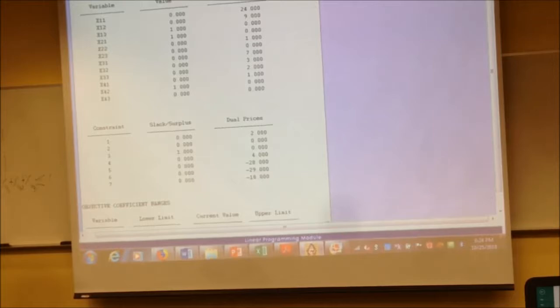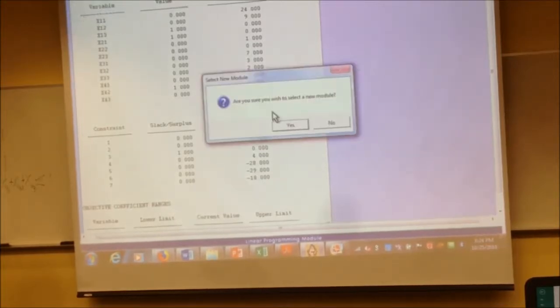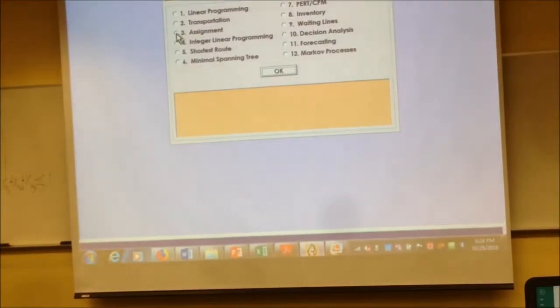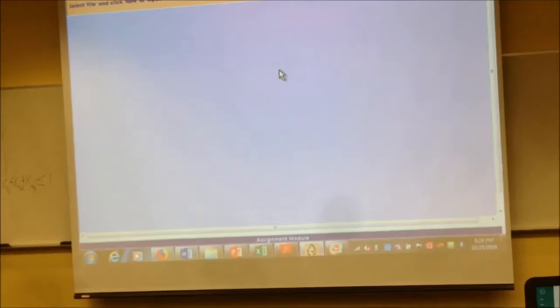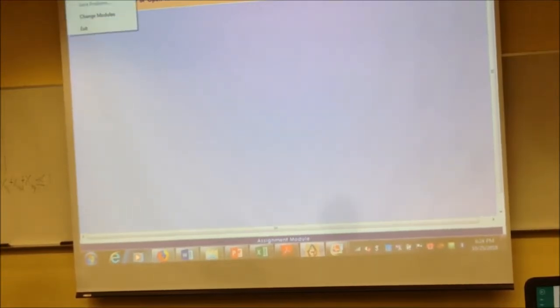Real quick, shortcut. Ready? Change modules. You just want to get the answer real quick. Click on the assignment problem instead of linear programming. You don't have to, if the problem says, I don't want the objective function, I don't want the constraints, I just want the answer, what's the best way to do this? This is the module you use.